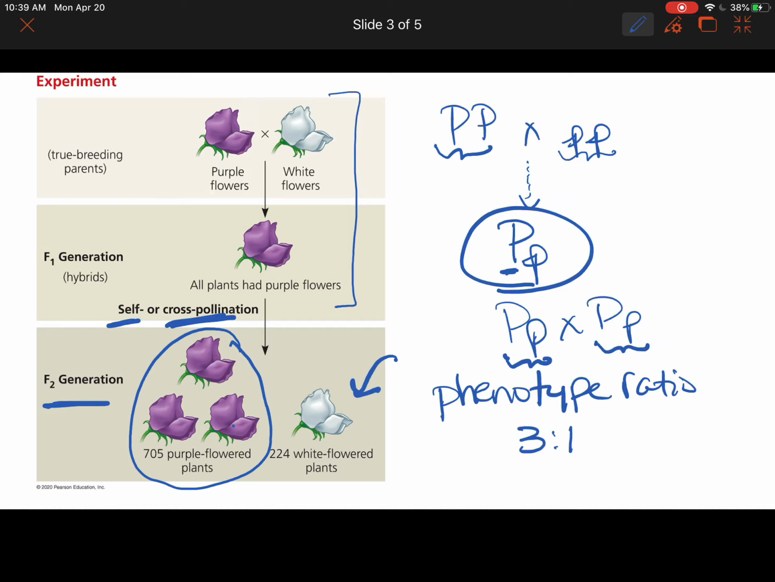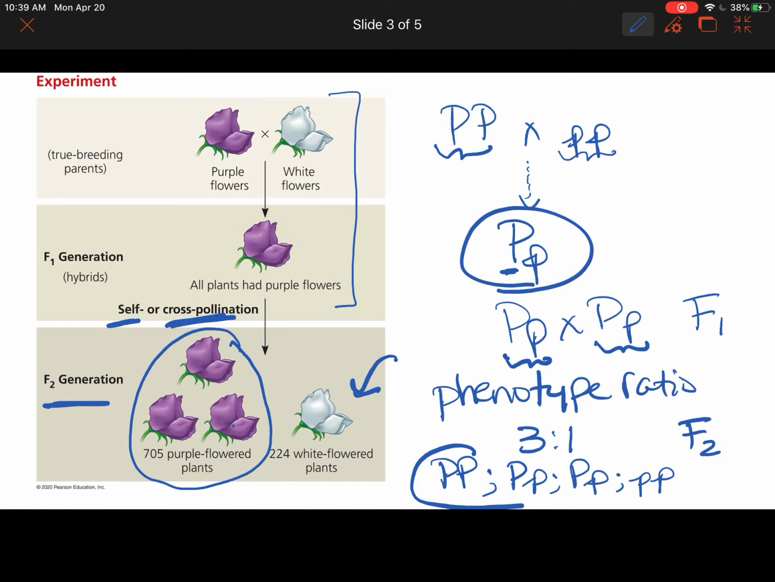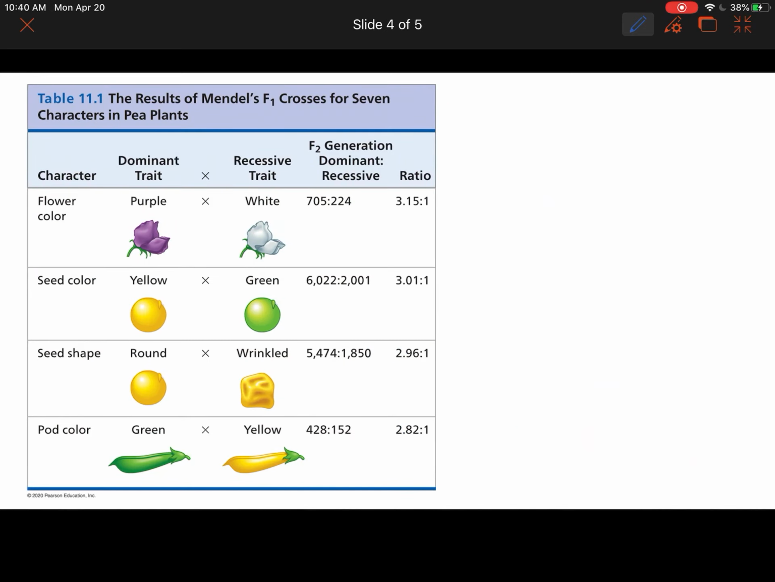But again, this 3:1 ratio is only when heterozygotes are crossed in the F1 generation, okay? So F1 down here to F2, the genotypes would be big P, big P, big P, little p, big P, little p, and little p, okay? So 3 dominant phenotypes to every 1 recessive phenotype.